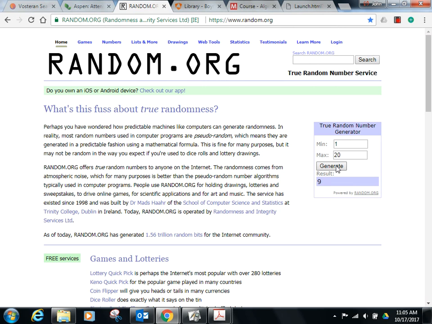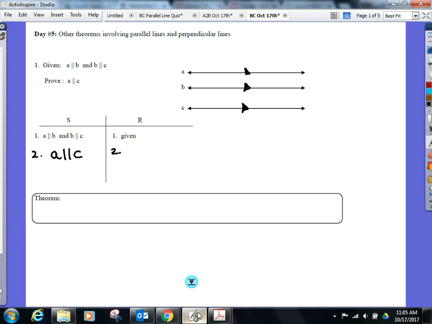Here we go. Who's got 9? Okay, here we go, Justin. What do you know about A in the givens? And what do you know about C? So you're telling me A and C are both parallel to the same line. Everyone agree?